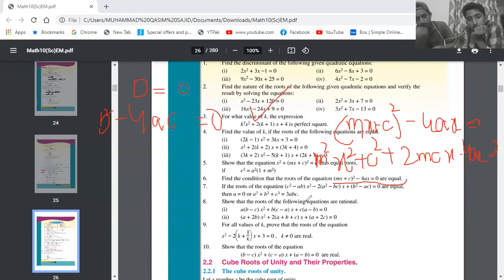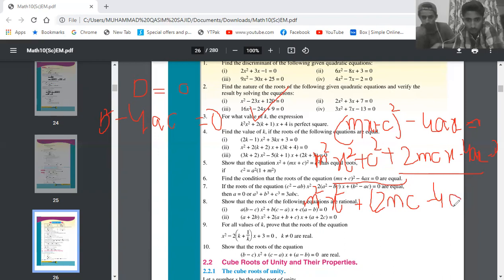So the coefficient of x square is m square. Now this is the equation for x. Take 2 as a common, or the second way is plus 2mc minus 4a, and take x as a common. Okay, now the last one is the c square, so it must be plus c square equals to 0.